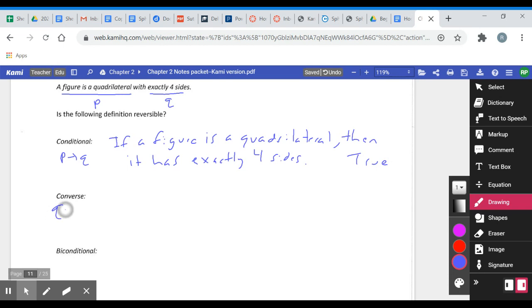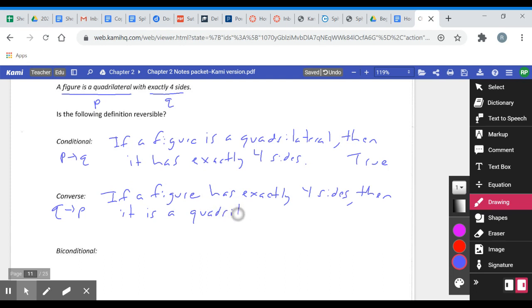Okay, the converse is if Q then P. And I don't want to start my sentence with "it", but I can use that same subject, figure. So if a figure, now I'm going to go to the last part of the sentence, has exactly 4 sides, then it is a quadrilateral. And again, that is a true statement as well.